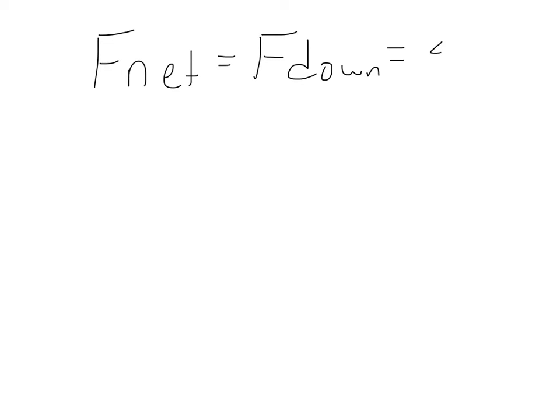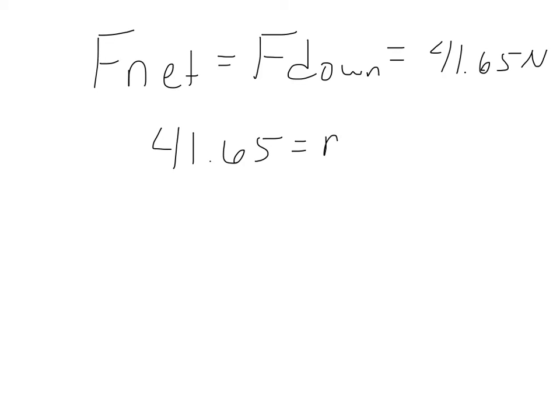For the last part of the problem, the cord is now cut, and now we need to find the magnitude of the resulting acceleration on the block. Well, now we have a very real net force, and that net force is going to be equal to the force down the incline. We found F down the incline to be equal to 41.65 newtons.